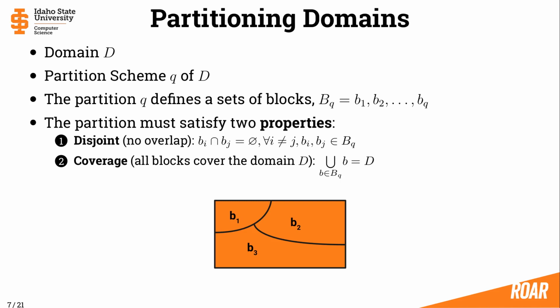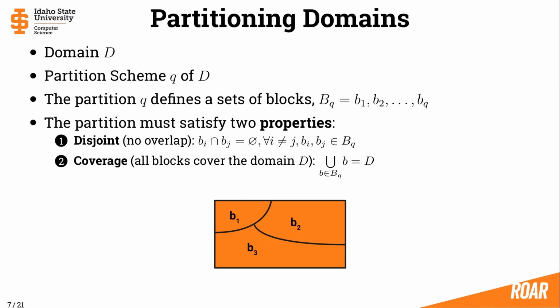And then the partition must satisfy 2 properties. The first is that the sets within the partition must be disjoint, in that there can be no overlap. If we want to think about this formally, that means that some block B sub i and some block B sub j, their intersection must be the empty set, for all i not equal to j, where B sub i and B sub j are both elements of the set B sub Q. Okay.